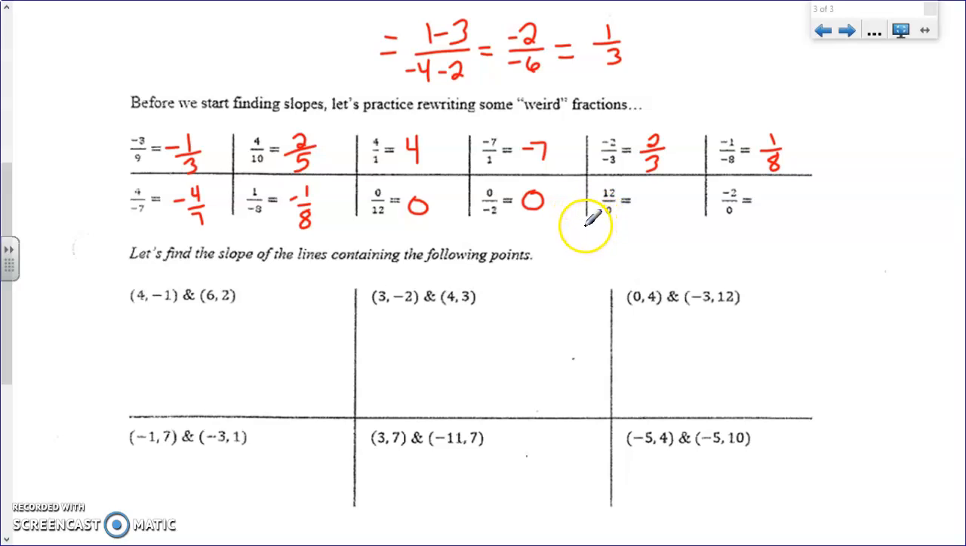Okay, what's the number one rule you learned when you started dividing? You cannot divide by a 0. So the answer here is going to be undefined.